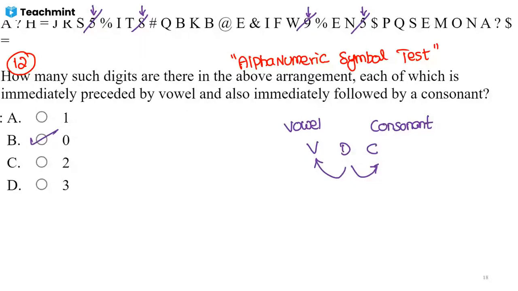Very good, my dear friends. 0, right? Check. The condition is a digit before a vowel, then a consonant, both required. A digit before a vowel itself is not there. Immediately preceded by a vowel and immediately followed by a consonant. So a digit before a vowel is not there.